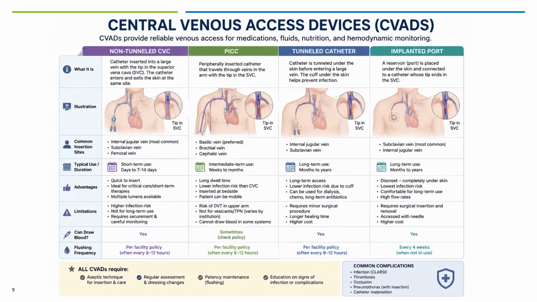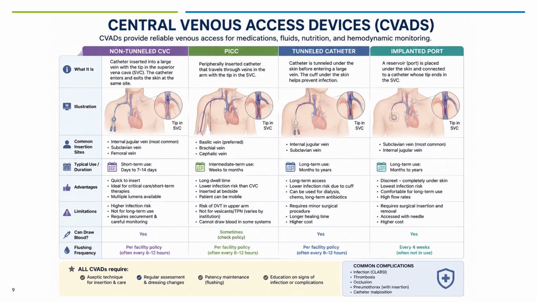Patient assessment: we want to always monitor our patients, not just the catheter, so assessing for fever, chills, redness or drainage, pain at the insertion site, swelling of the neck, chest, or arm, difficulty flushing, inability to obtain blood return when expected. That's another thing we want to get is blood return when we're flushing.